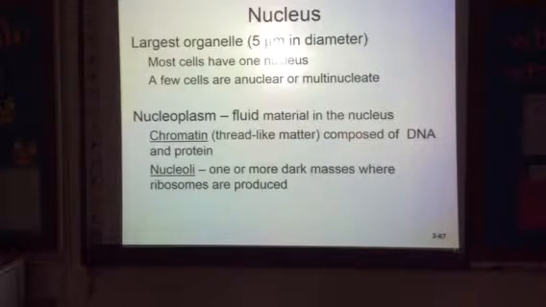Sometimes you can also see a dark mass inside the nucleus, and that's the nucleolus. That organelle does have a special function. That is where the ribosomes are made, and the ribosomes are going to become very important very soon. So they are produced in the nucleolus.